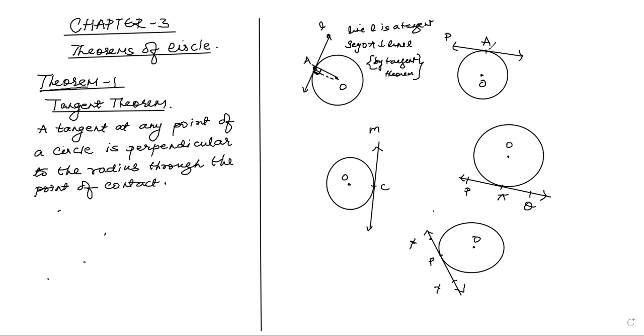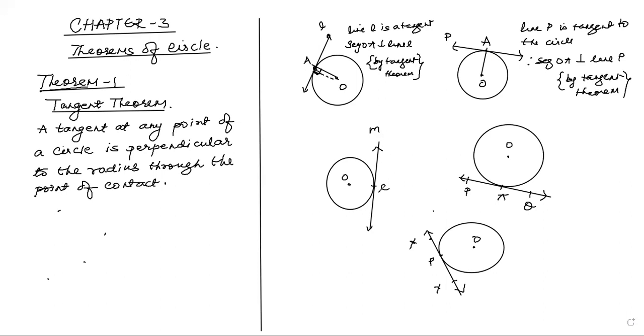Likewise, line P is tangent to the circle at A. So what should come to your mind, children? Line P is tangent to the circle, therefore segment OA is perpendicular to line P. And what should be the reason, children? By tangent theorem.